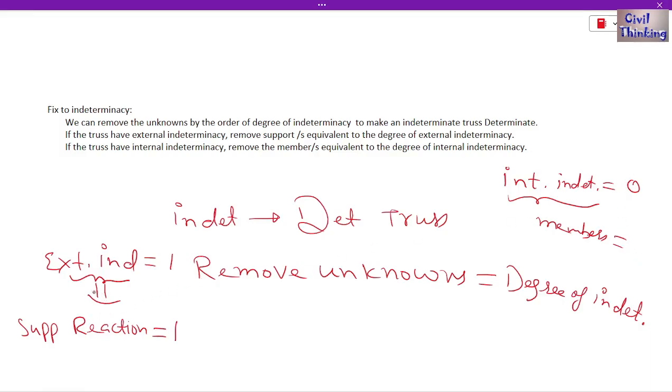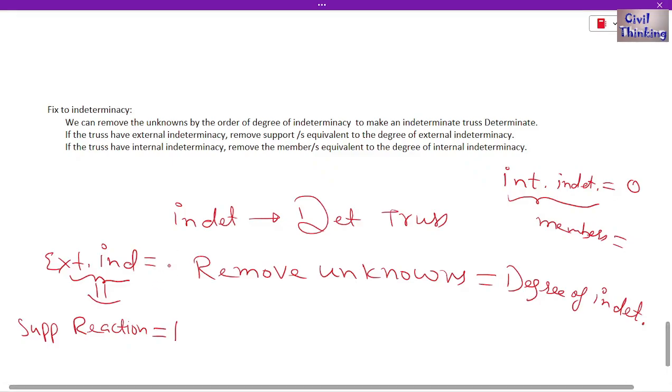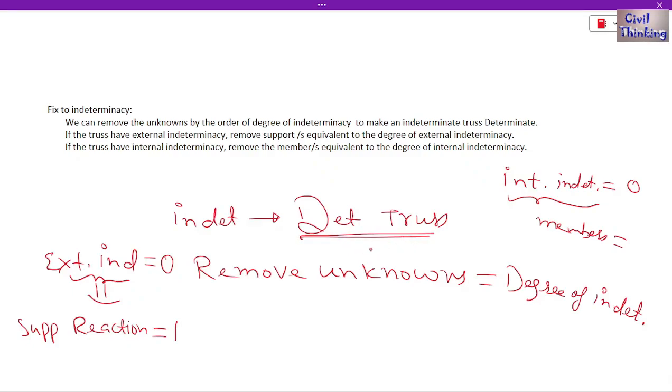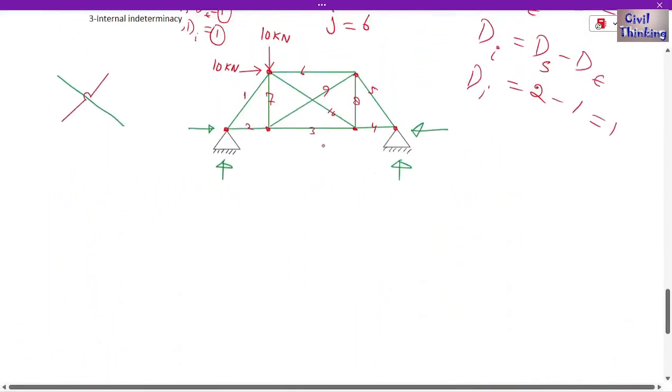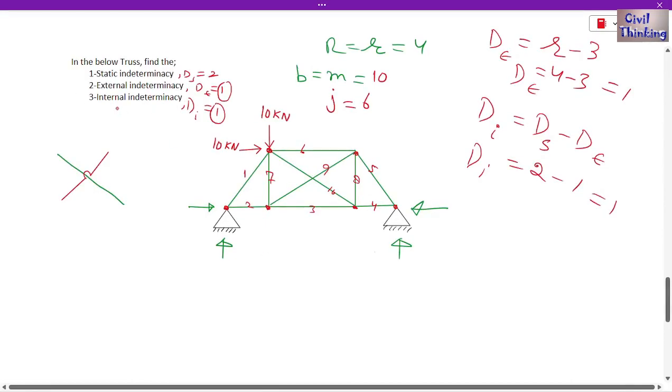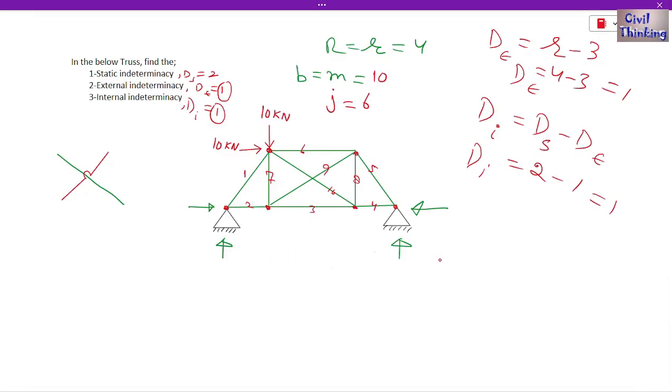Similarly, if a structure has external static indeterminacy of 1, when we remove one support, we will get 0 external indeterminacy, right? So that way we get a determinate truss. Why? Because for a determinate truss, the indeterminacy is less than or equal to 0. Okay, so let me illustrate this here. Here we have external indeterminacy 1. So if we have to convert this into determinate, we will remove any one support. Okay, let's remove this support.